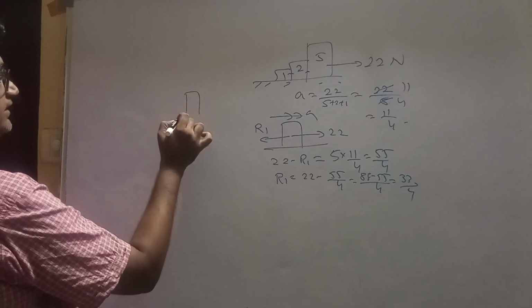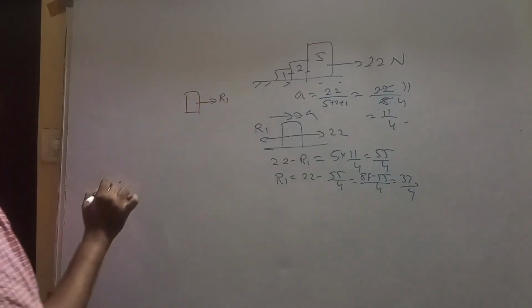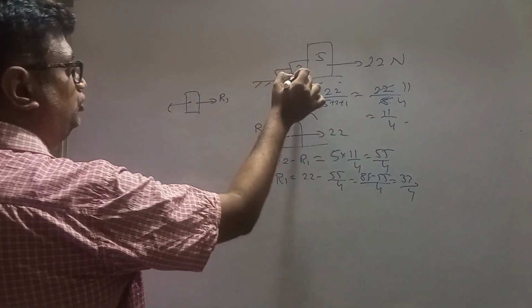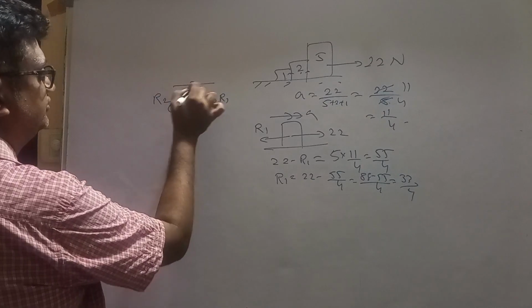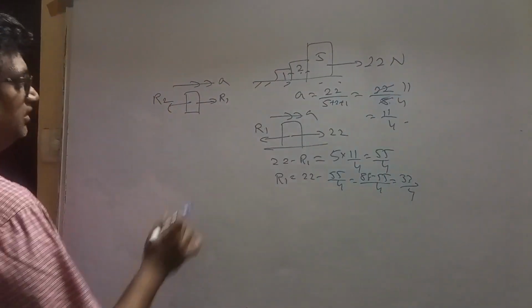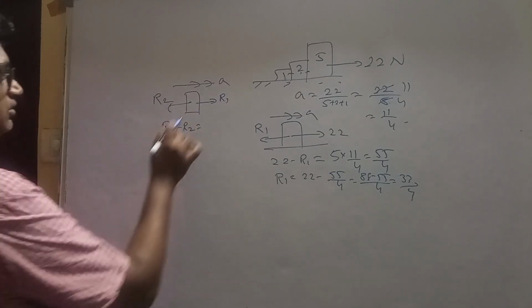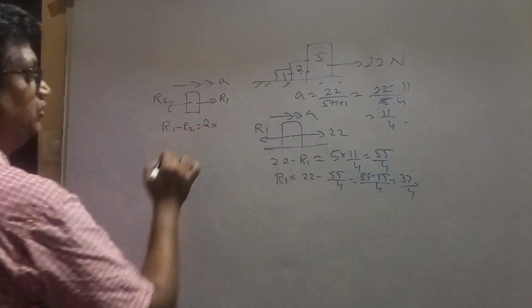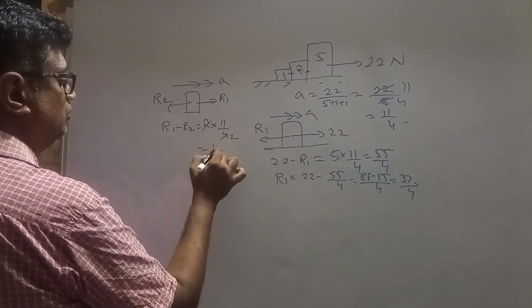Now let us draw the free body diagram for the second mass. So second mass will look like this. Because R1 is in this direction, this R1 will be equal and opposite. And between 2 and 1 kg, a new reaction will be developed. But as usual, this also will be going in this direction only, because the whole system is going in the right direction. So here net force will be R1 minus R2 is equal to mass, 2 into common acceleration 11 by 4. So this is 11 by 2.